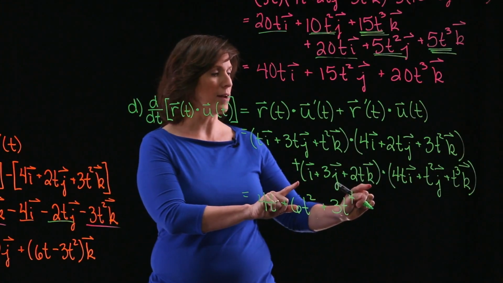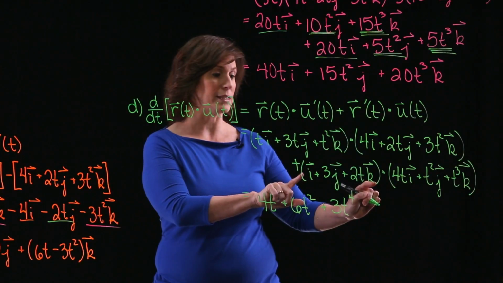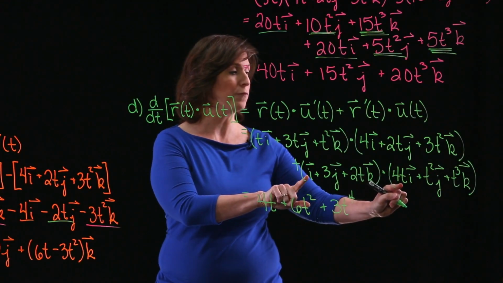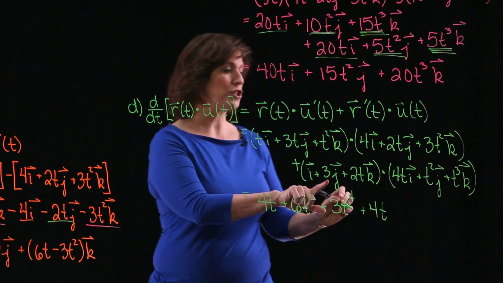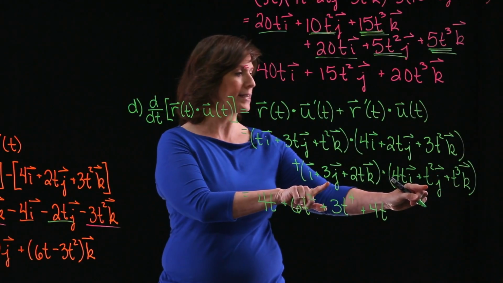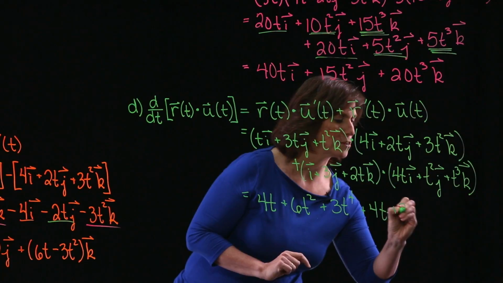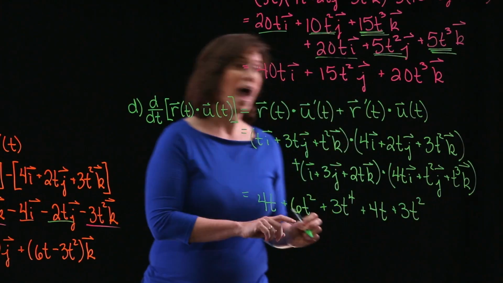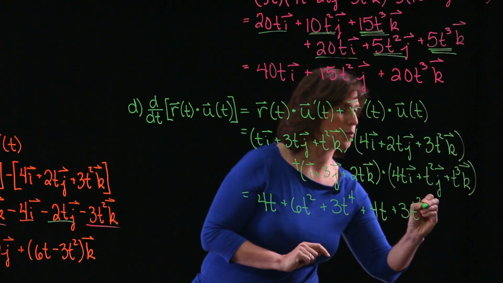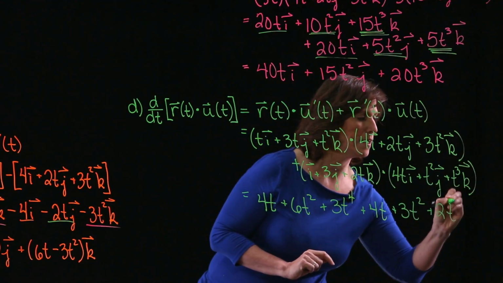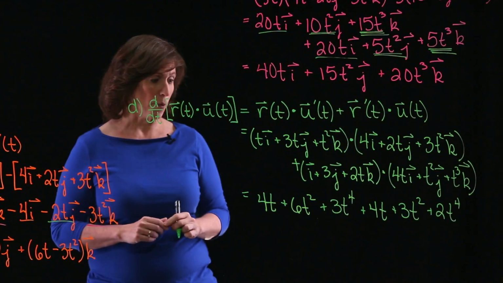For the second dot product, again, I'm going to multiply components together. So I have a 1 and a 4t. So that's 4t. For the j components, I'll have a 3 and a t squared. So that's 3t squared. And for the k components, I have a 2t and a t cubed. That's going to be 2t to the 4th power.